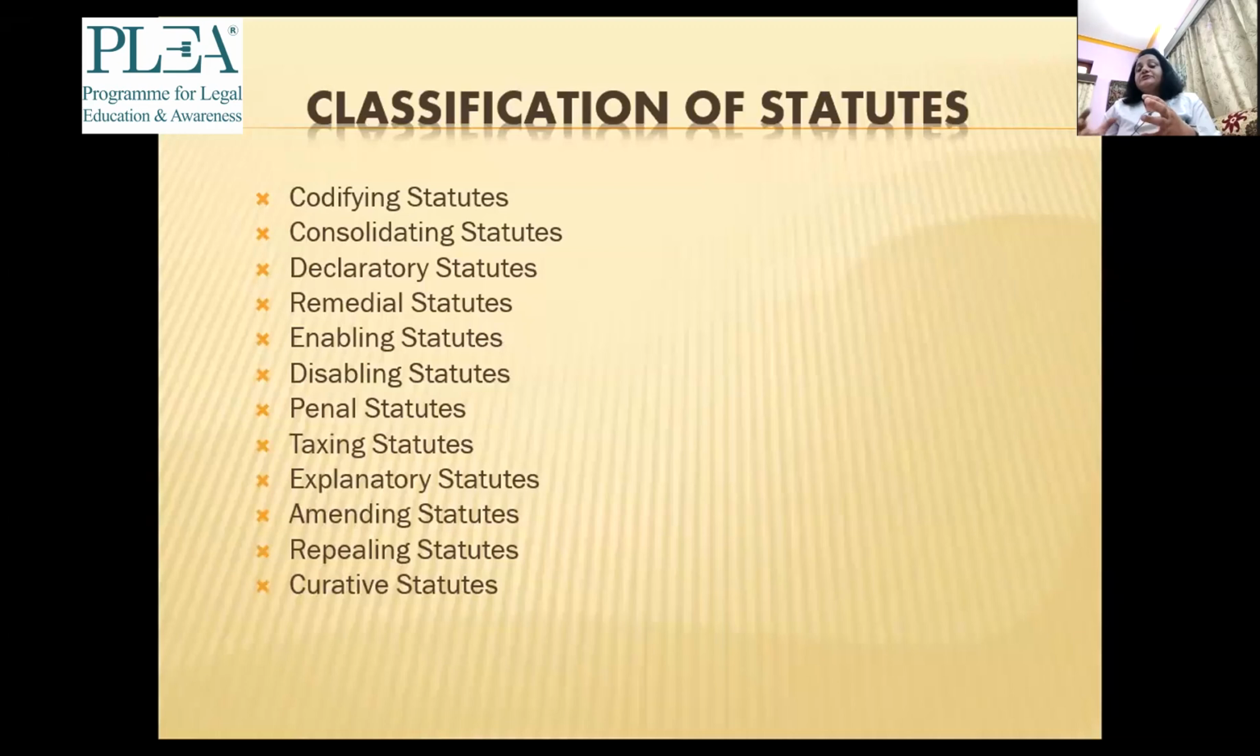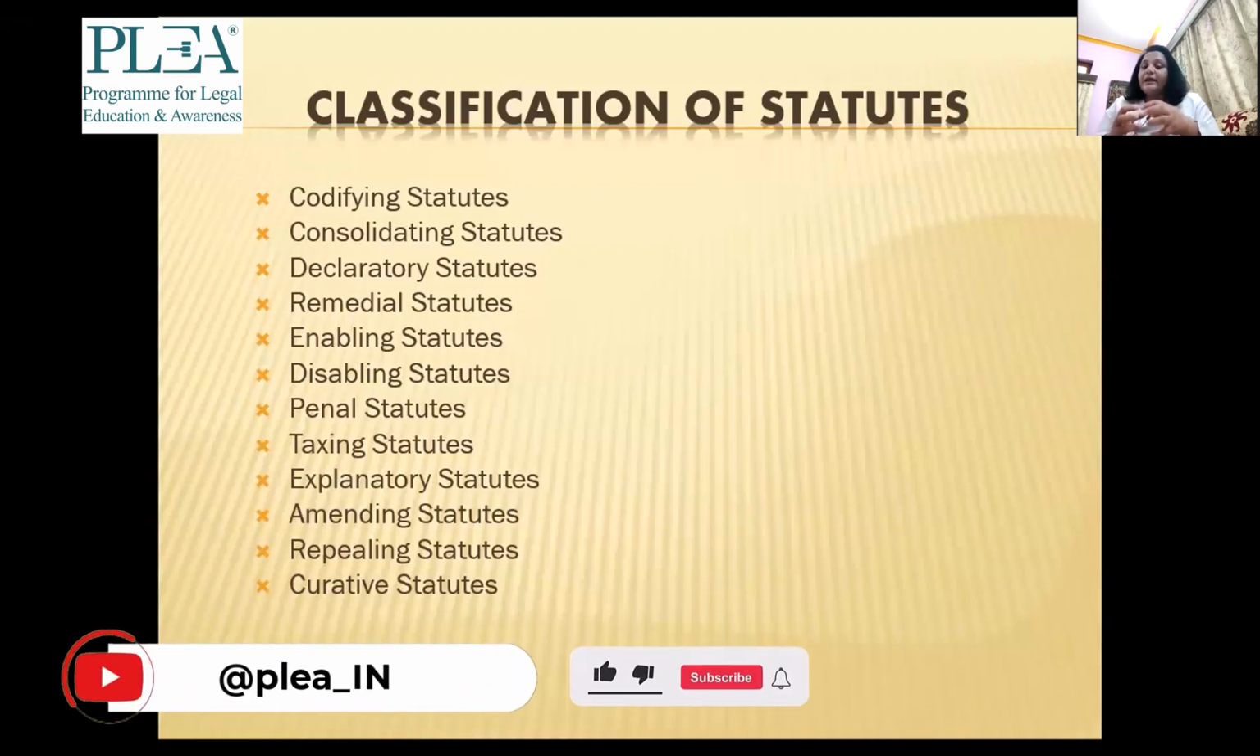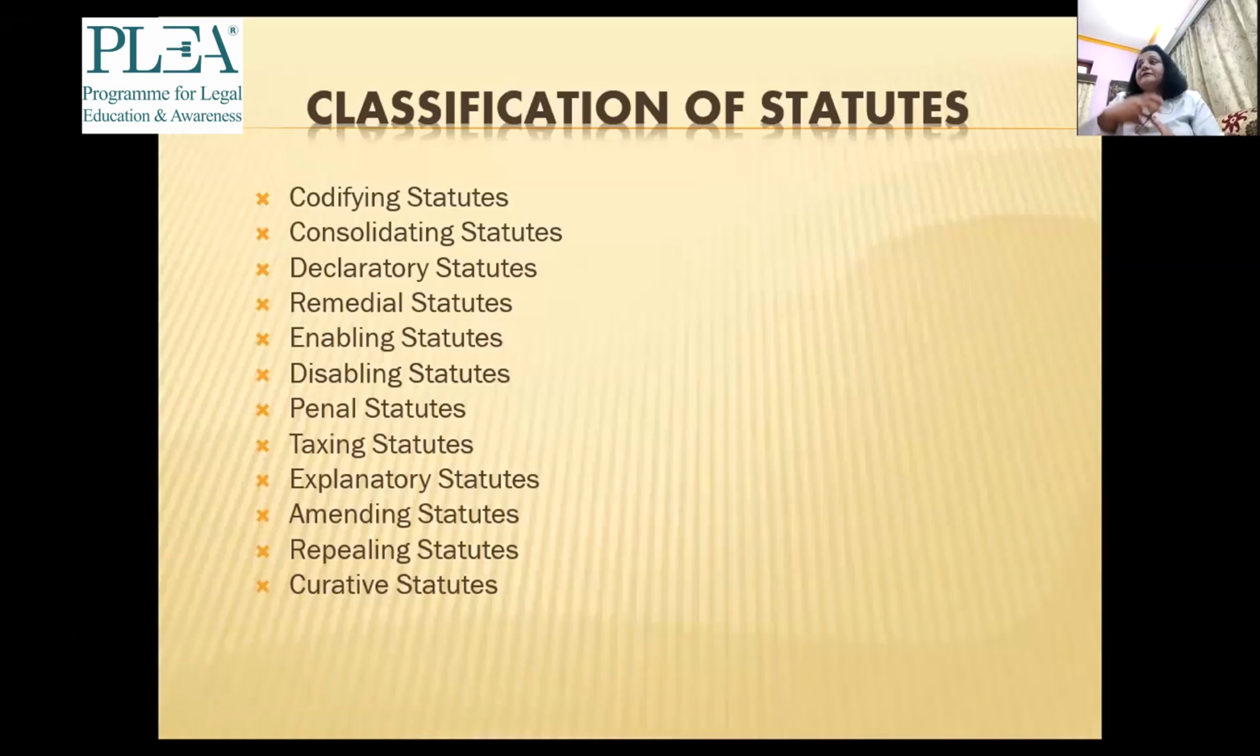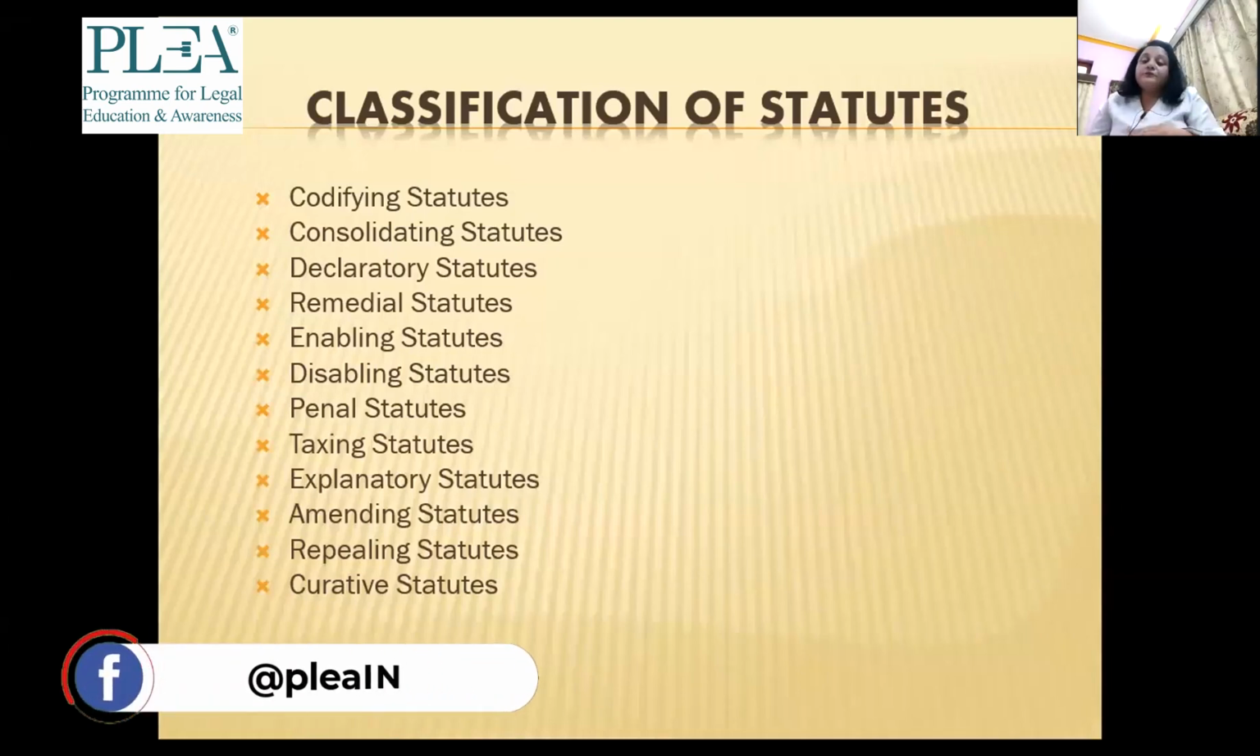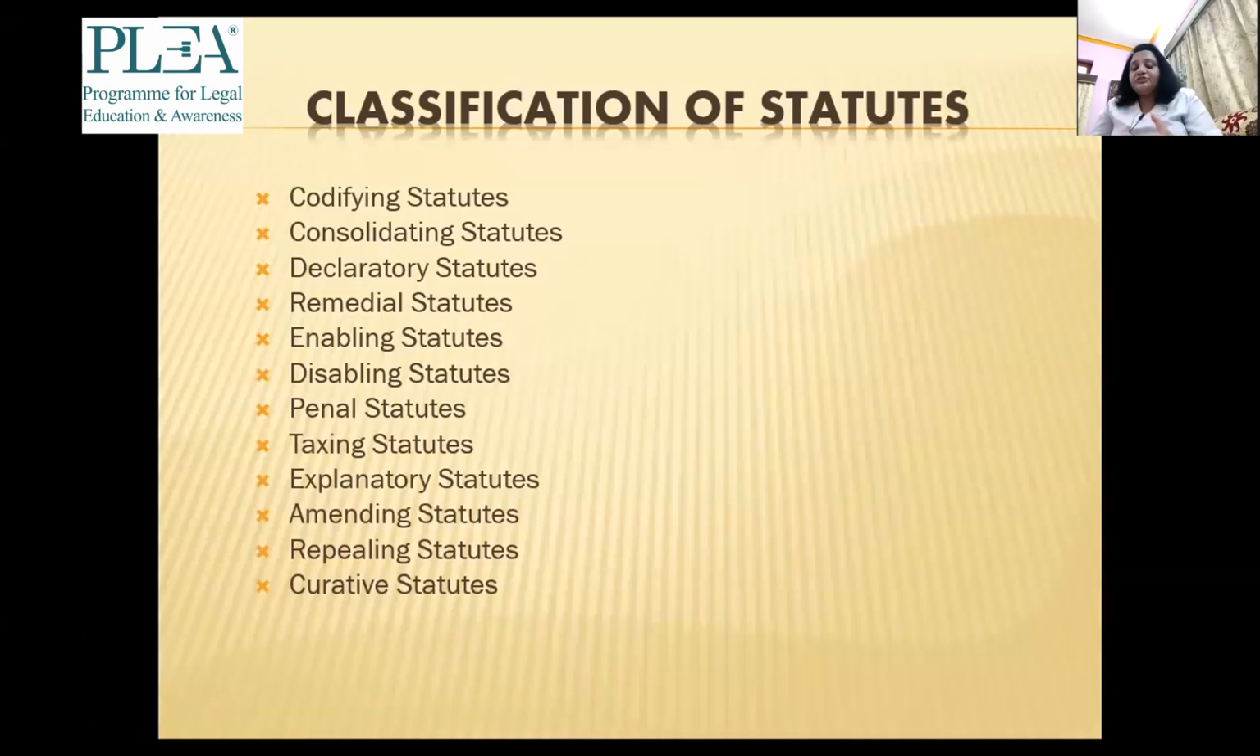Explanatory statutes, where the words may have more than one meaning, may have ambiguities, may have vagueness, and it requires a proper explanation from the side of the judiciary. Then it is known as the explanatory statutes. Amending statutes, when, keeping in mind the needs of the society, certain amendments are made in the statutes. Then the repealing statutes, which talk about when we find that we need a new addition of words. And curative statutes, which bring about the changes, or better words are introduced in that particular statute.